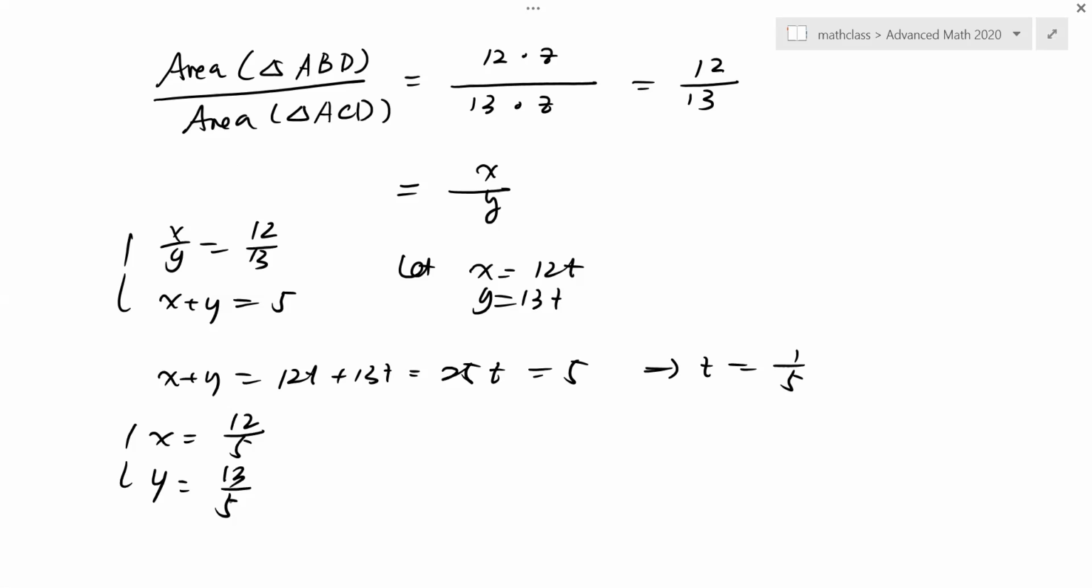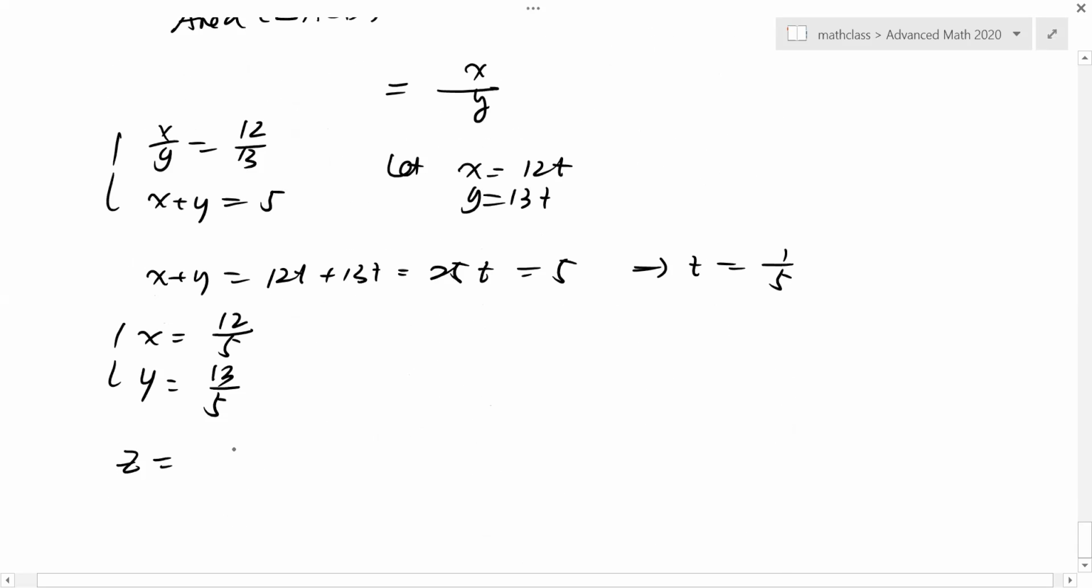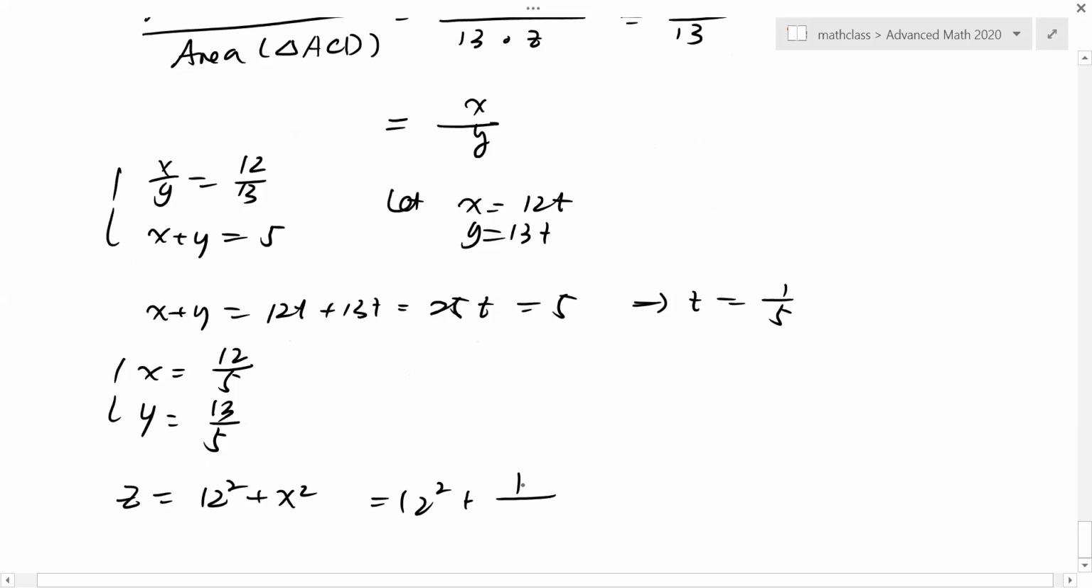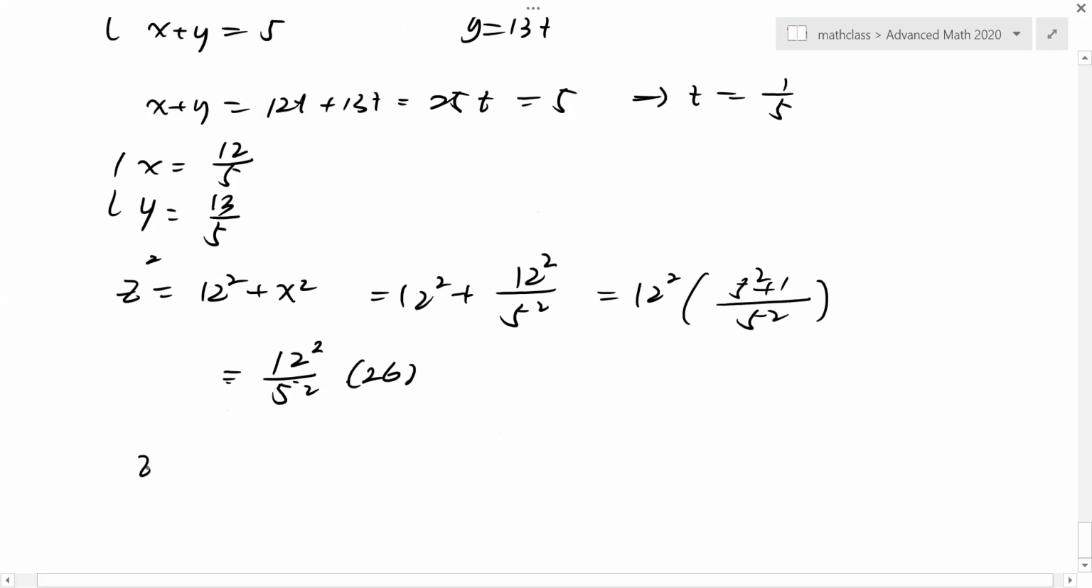Okay. So you find the X and the Y. And how do you find the Z? Because this is a right triangle, Z squared is going to be 12 squared plus X squared by the Pythagorean theorem, right? X is 12 over 5, so that is 12 squared plus 12 squared over 5 squared. You can take the 12 squared out, it's going to be 12 squared times 1 plus 1 over 5 squared, which is 12 squared over 5 squared times 26. Okay, so you can write down the formula for Z.